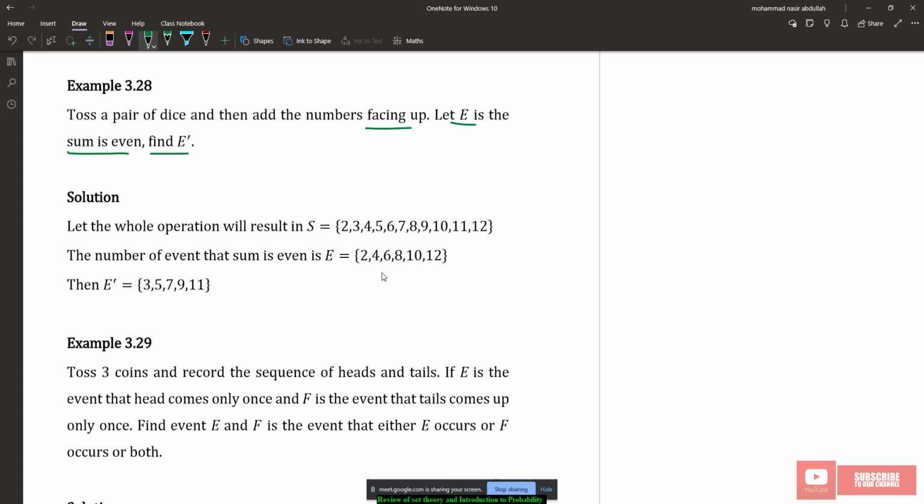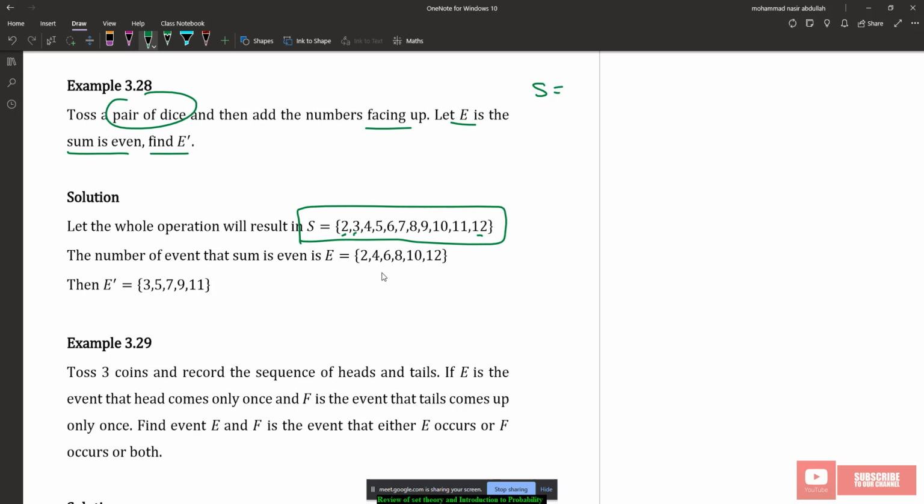This is very simple. We have a pair of dice, so the sample space starts from 2, 3, until 12, right? Because the minimum value of a die is 1, so 1 plus 1 is equal to 2, so 2 adds up until the maximum, which is 6 plus 6 equal to 12. So this is the sample space for rolling 2 dice in one experiment, right?